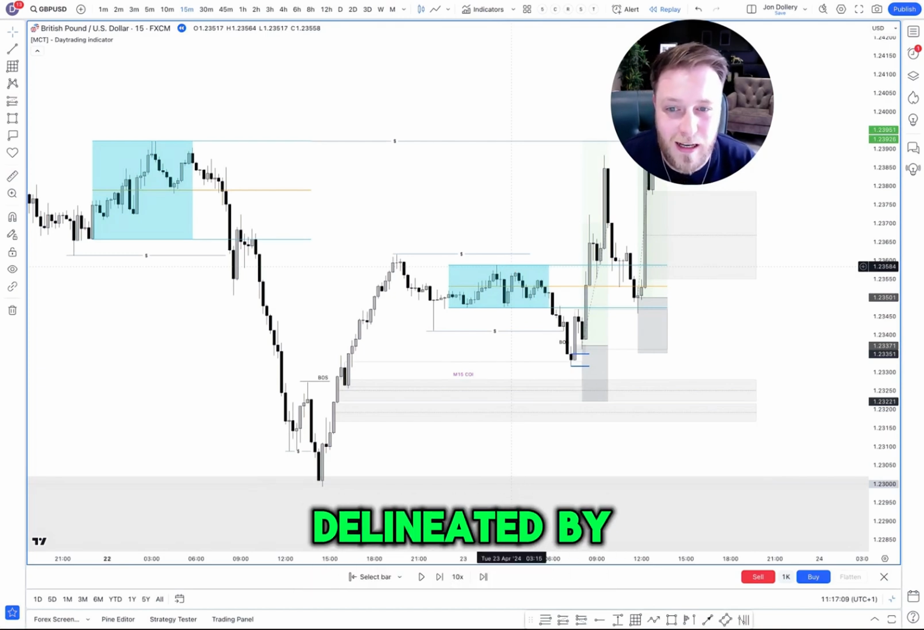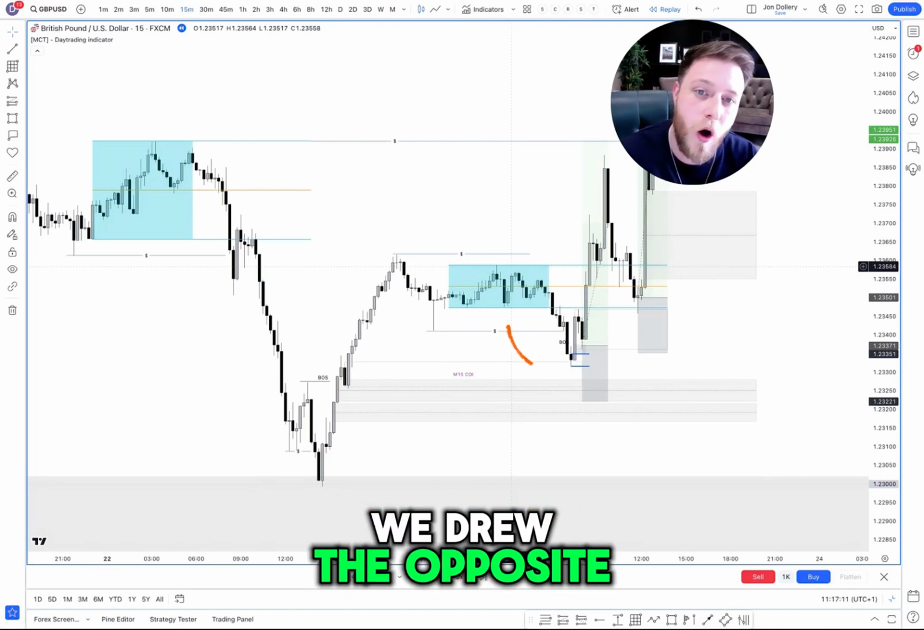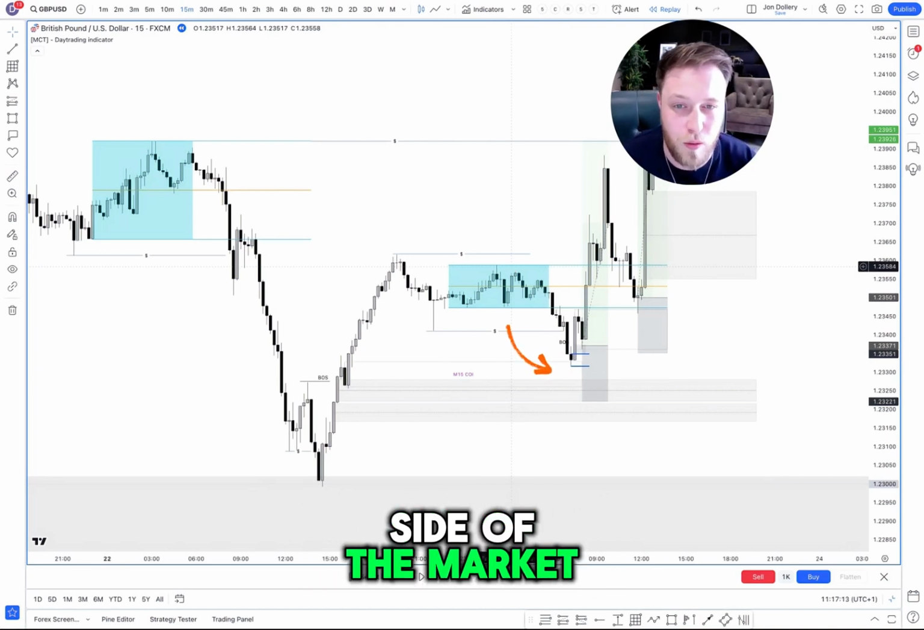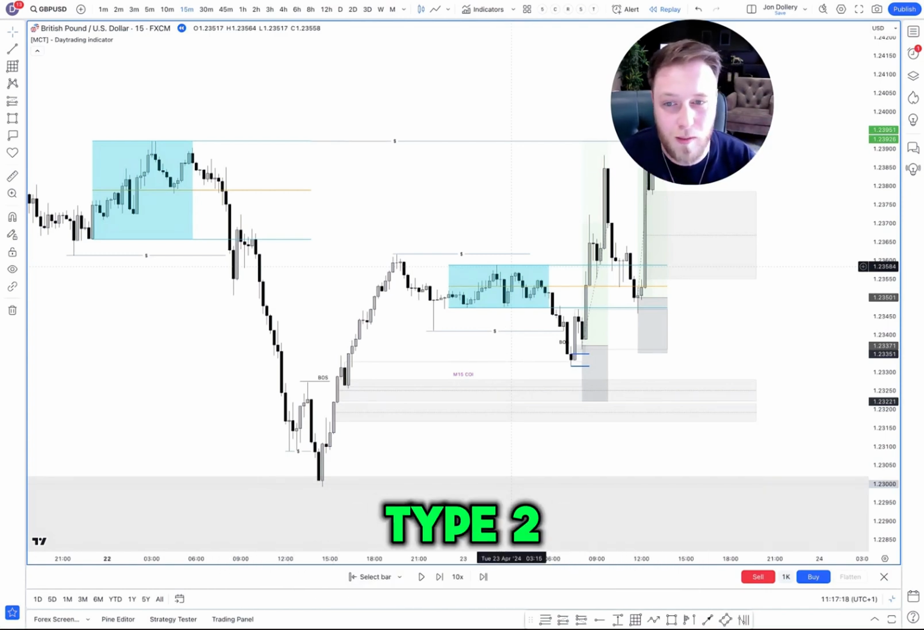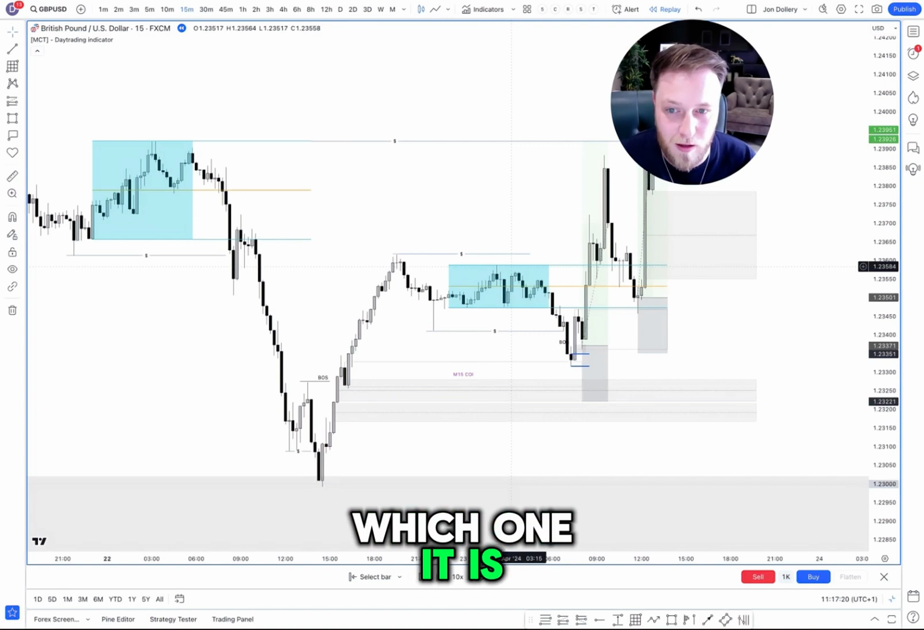As the market then created and left a pretty strong daily close, we see how the Asian range was then created. If we go and slap that on here, you can see highlighted in this blue box the Asian range delineated by time. We drew the opposite side of the market to our overall direction. So I get questions all the time between type 1, type 2, type 3. How do we know which one it is going to be?